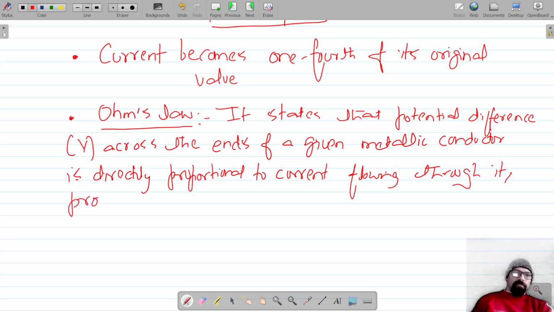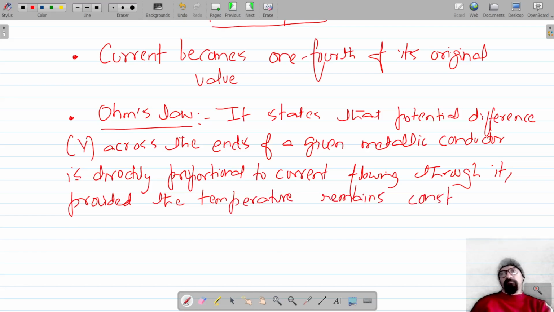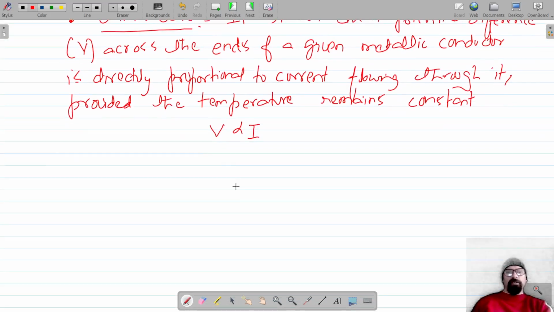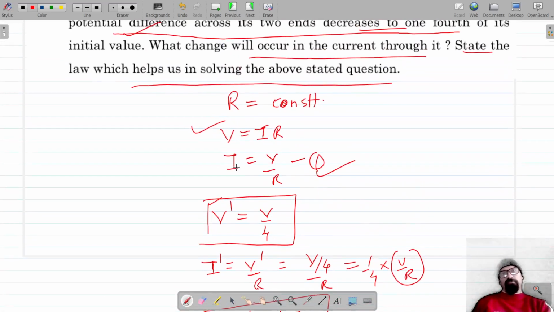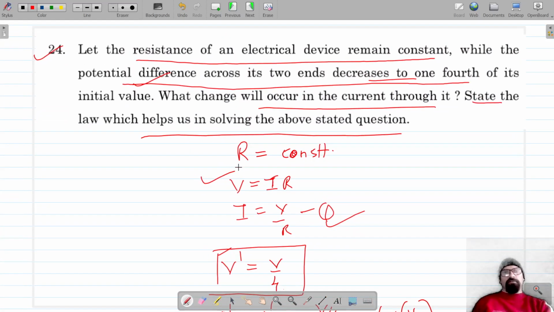The definition is not yet complete. We have to write the condition: provided the temperature remains constant, and that's a very important condition. Mathematically, V is directly proportional to I, and if you remove the proportionality, there is a constant R, the resistance. So V becomes IR. We have used this to find that the current becomes 1/4 of its original value. This is how you have to answer this. Moving on to the next question.